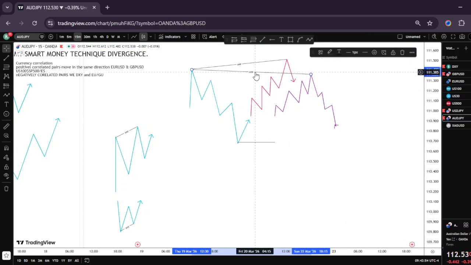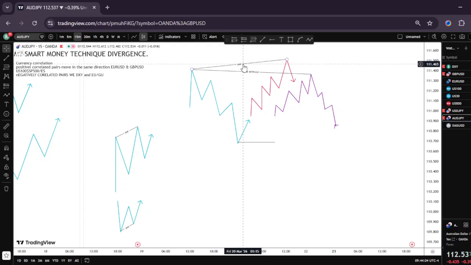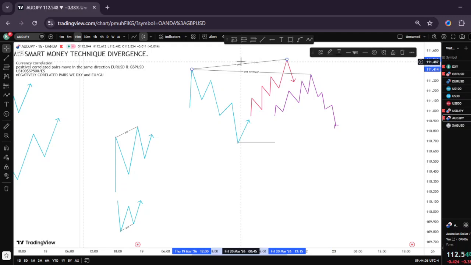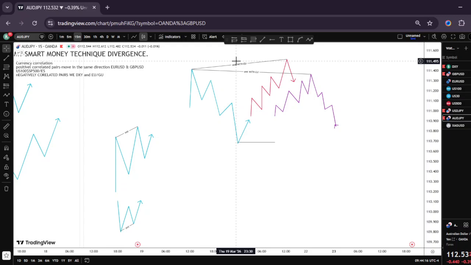So when you come here and see an SMT with GU, and then an SMT here with Euro, this confirms for us that we have already swept this liquidity. And so we don't expect Euro to come again and sweep, because this has already happened in a positively correlated pair. So now we can look for sells downwards. That's a confirmation of our reversal.